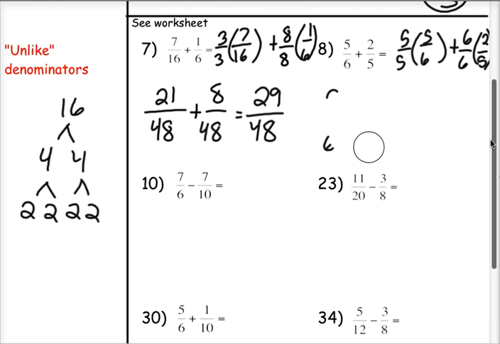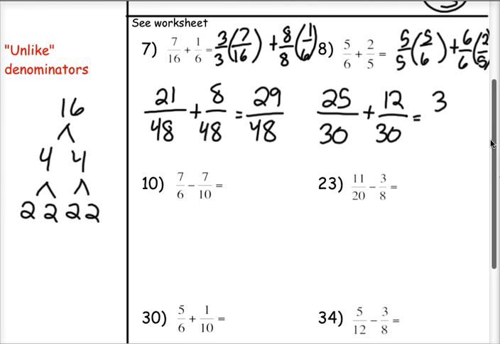So now I'm going to try to simplify this. Look at the first one. 5 times 5 is 25. 5 times 6 is 30. 6 times 2 is 12. 6 times 5 is 30. So I look to see, what do I have now? Well, 25 plus 12 is 37. And then on the bottom, it doesn't change.